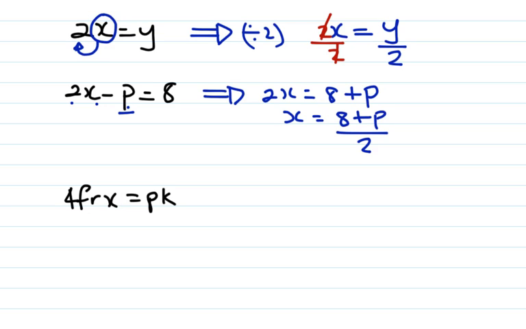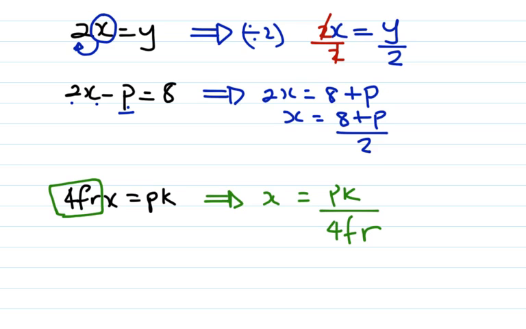This one, even though it looks quite complicated, is actually quite easy because, as you can see, this whole section here, 4FR, they're all multiplying by x. So I'm just going to divide by 4FR, divide by the whole lot and it's all going to disappear. So x will now be on its own: pk divided by 4FR. I divided because it's the opposite of multiplying. Let's look at a bit more complicated examples and then we're going to call it a day.